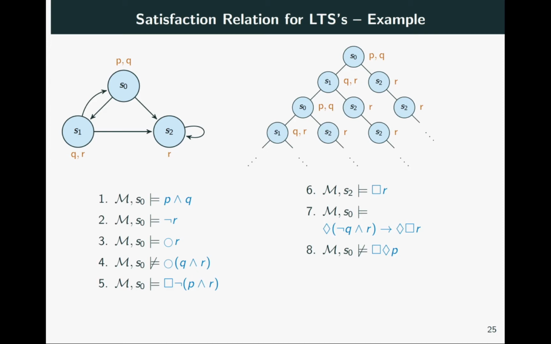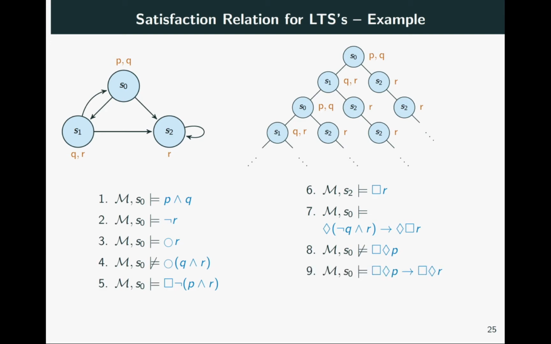Here are some other examples, through which I'll go a bit more quickly. In S0, our LTS does not satisfy always eventually P. A path failing to satisfy this is the one that visits S2. So this path visits S2, and there P does not hold.